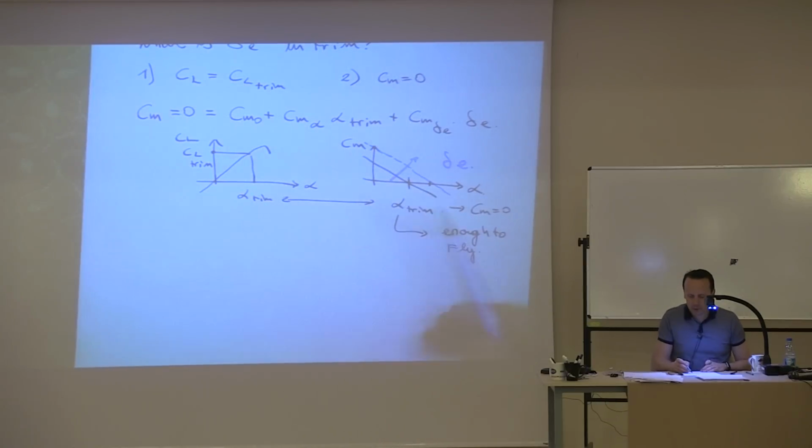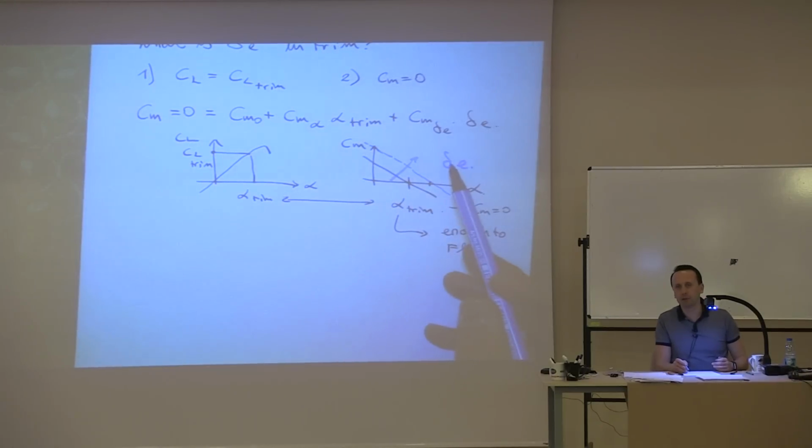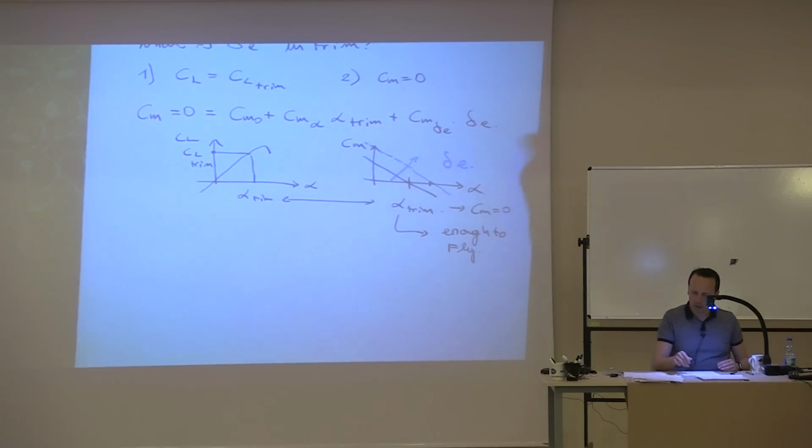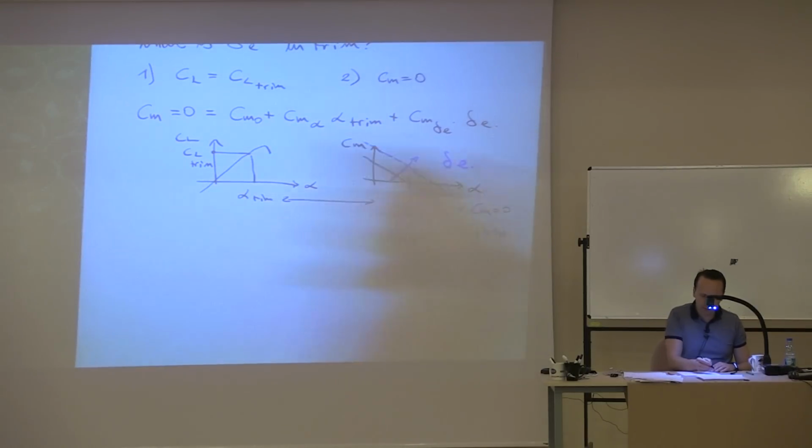And the same alpha trim you need to find over here. Let's say this alpha is not enough. So what do you do? It's here. Okay, good. So I move this curve by using my elevator control. That's why the elevator control is so important to trim the airplane. You see? All right, so this is the first one. And del E is over here. This is the moment equation.